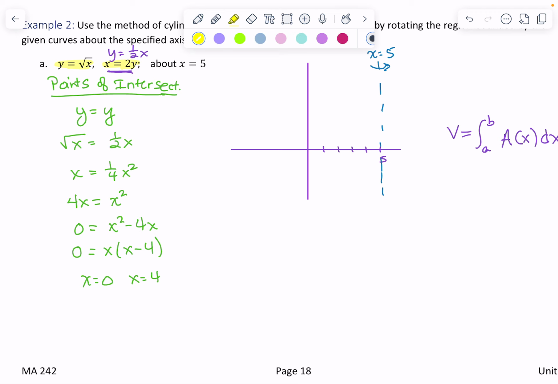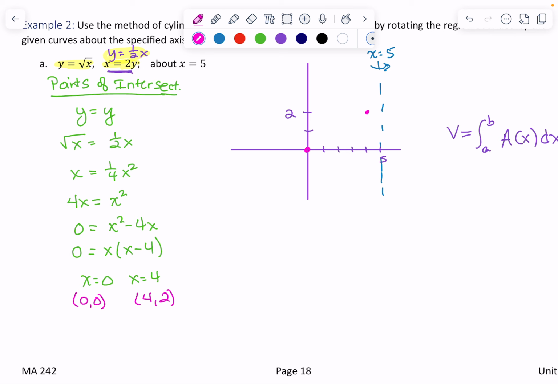I'm going to use the second equation to find what my y values are there. At x equals 0, I have a point right here at (0, 0). And then when x equals 4, I get a y value of 2, so I get a point at (4, 2). So 4, and I'll make 2 going up, 1 and 2. This is 2, and so at (4, 2), right about here. All right, points of intersection are done.